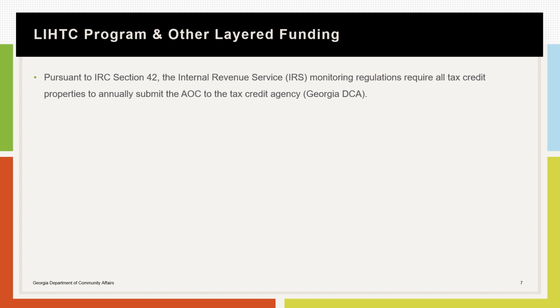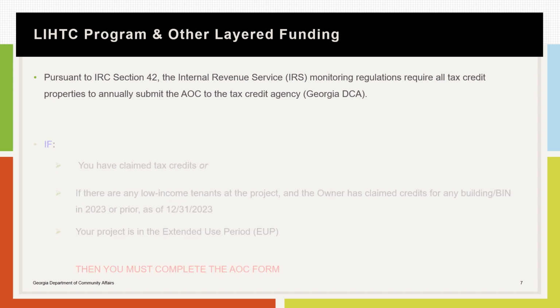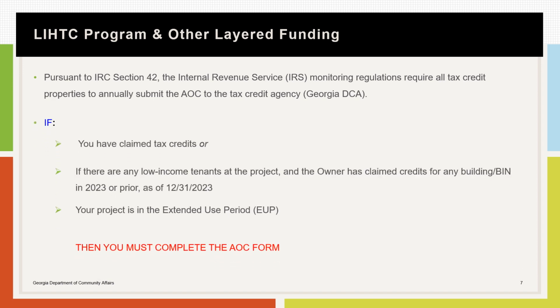Pursuant to IRC Section 42, the IRS Internal Revenue Service monitoring regulations require all tax credit properties to annually submit the AOC to the Tax Credit Agency, Georgia DCA in this case. So if you have claimed tax credits, or if there are any low-income tenants at the project, and the owner has claimed credits for any building bin in 2023 or prior, as of and up to date 12/31/2023, or if your project is in the extended use period, then you must complete the AOC form.